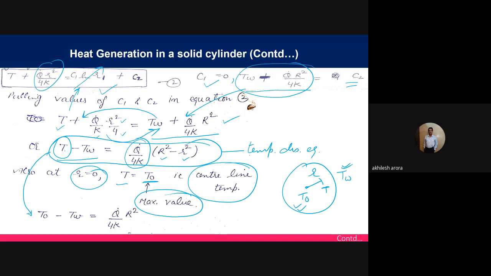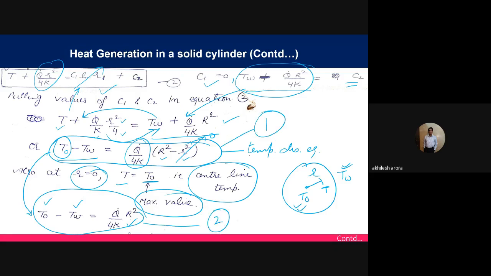Instead of T, I will put T naught. So the equation becomes T naught minus TW, and because the value of R goes to 0, we are left with Q dot by 4K R square. Okay, so this is the equation. This is one equation, and this is another equation.